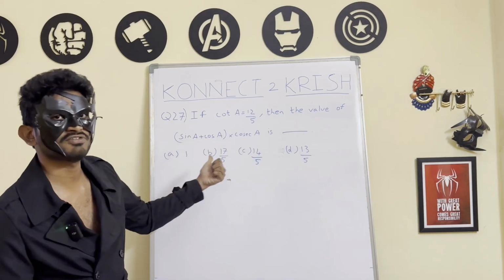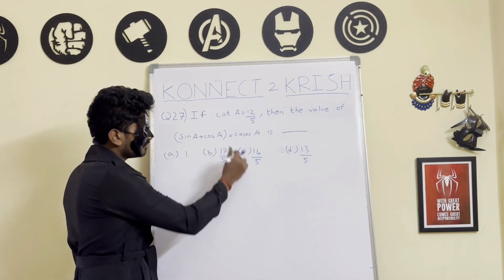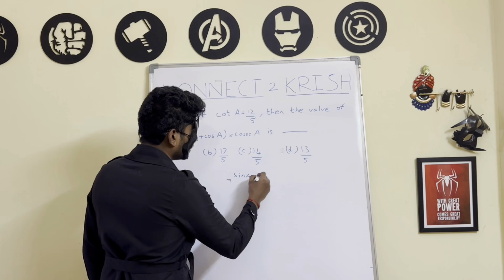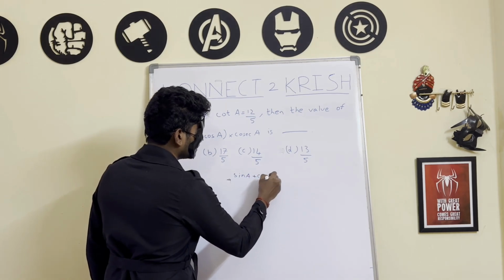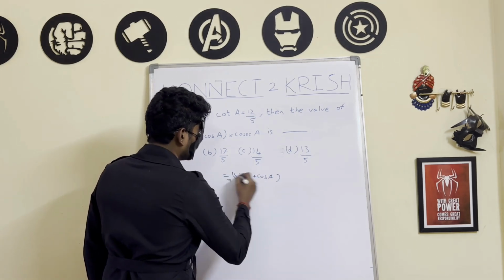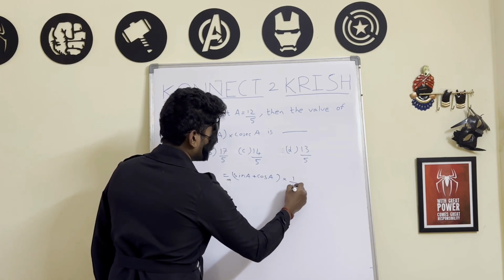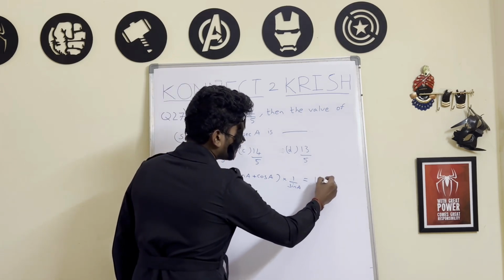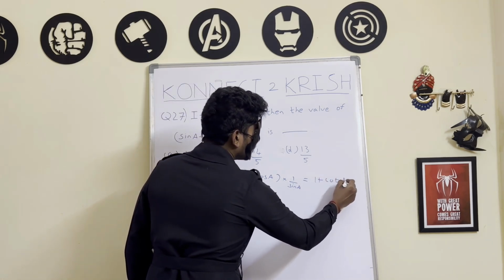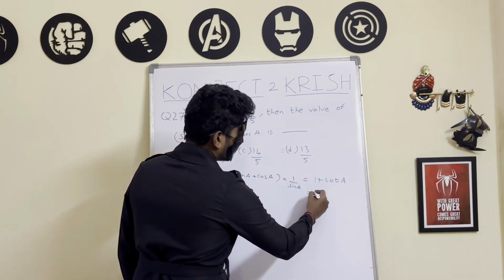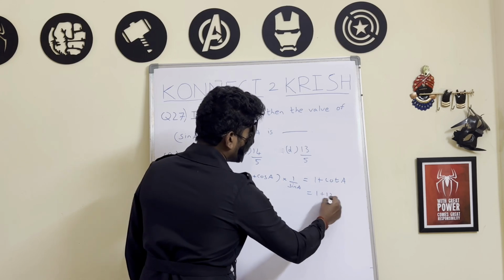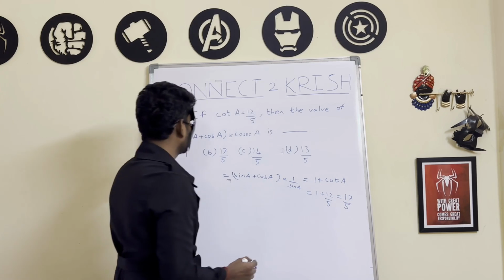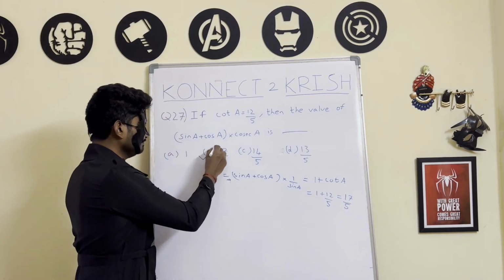Instead of that, you can simplify this equation, right? We all know that cosecant A is nothing but 1 by sin A. So you can simplify this equation as sin A plus cos A into 1 by sin A. This is nothing but, first multiply, it is nothing but 1 plus cot A. Cot A value is already given, 12 by 5. 1 plus 12 by 5 is nothing but 17 by 5. So answer B is right.